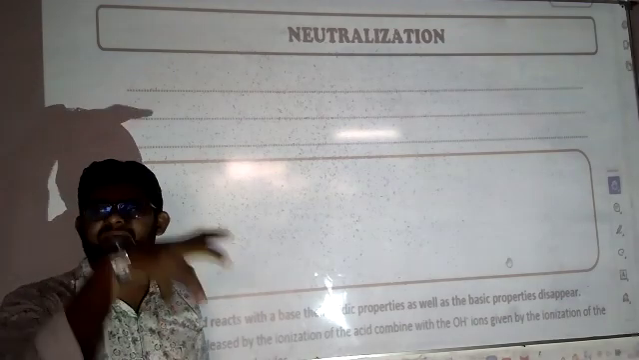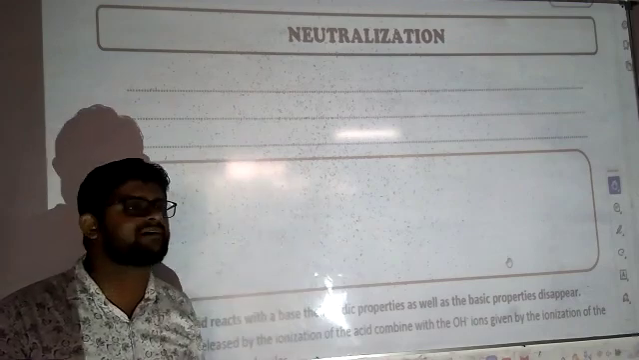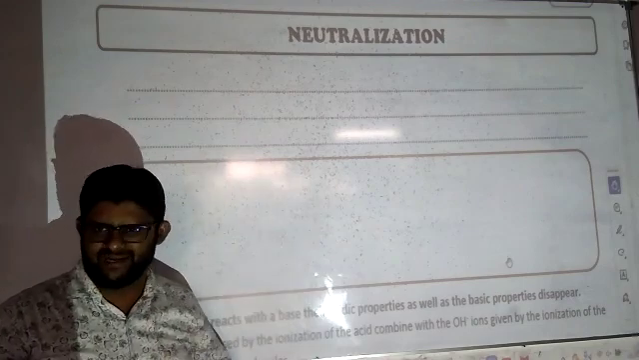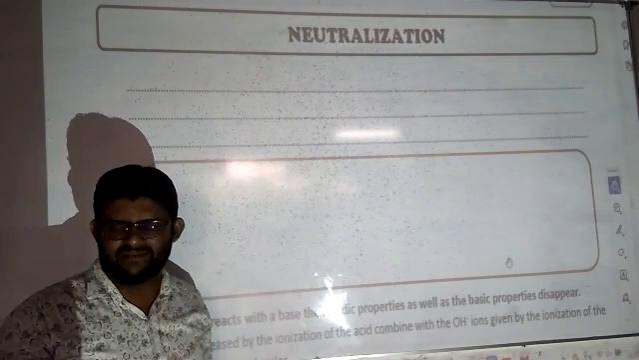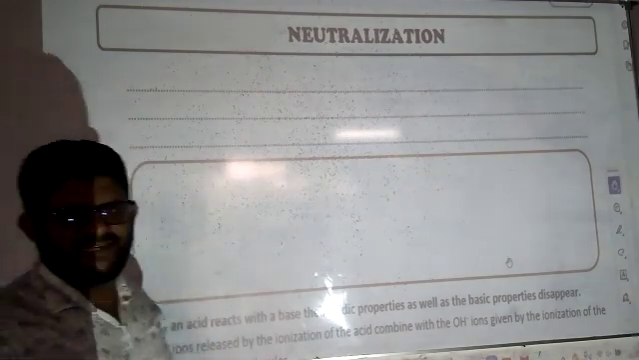Solvay process, it is the method of extracting. Some of the methods you'll be learning later under chemistry in grade 11, in the latter part, in the third term lessons. Okay, right. Now, what is neutralization?